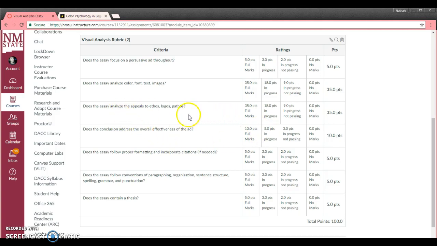As you can see, the analysis of the appeals to ethos, logos, and pathos, that's worth 35 points. Also the analysis of color, font, text, and image, that is also worth 35 points. So you really want to go ahead and focus on analyzing these things, because that is what is worth the most points.